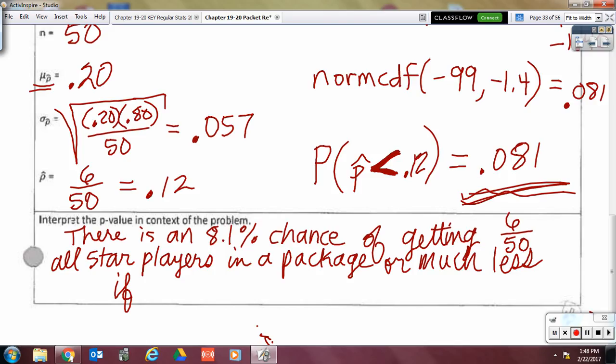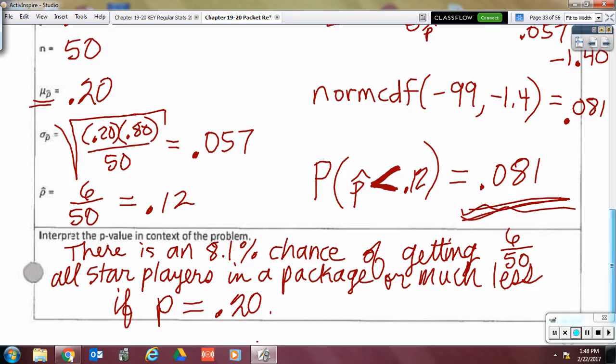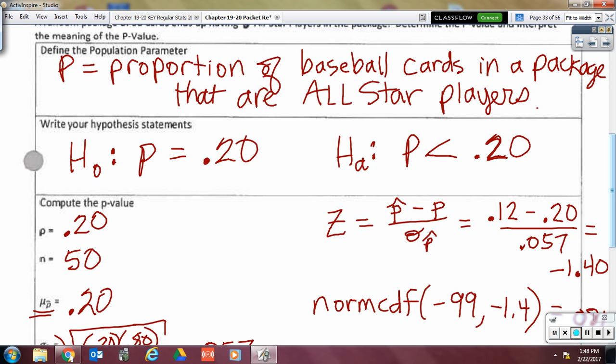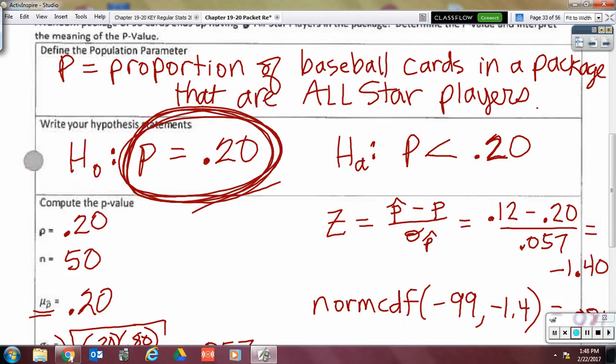So what do we say? And this one, you love me because I let you just go. If p equals what? No, 0.20. Oh, by the way, you know that if the null is true, you're saying this. This is what you get to write. If the null is true, that's what you get to put there, if p equals 0.20. So that's what you get to put right down there.